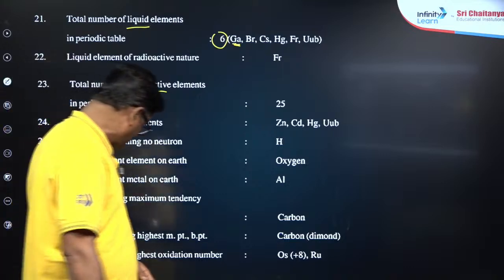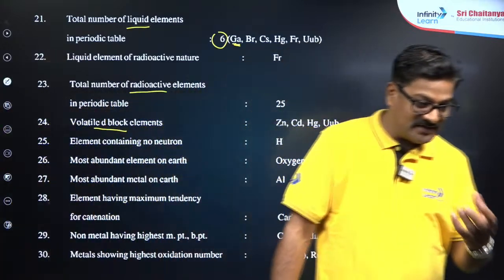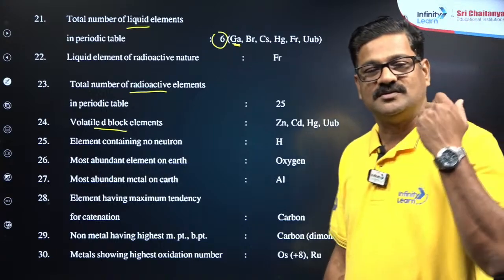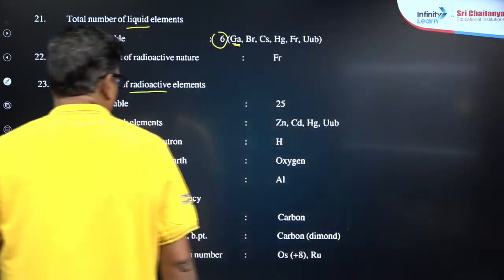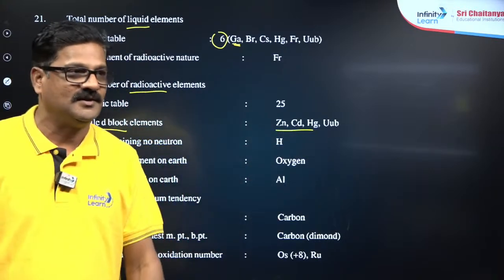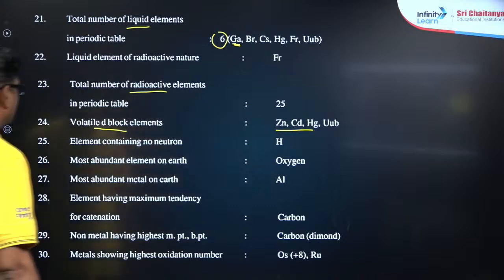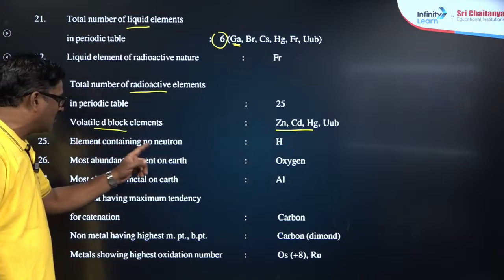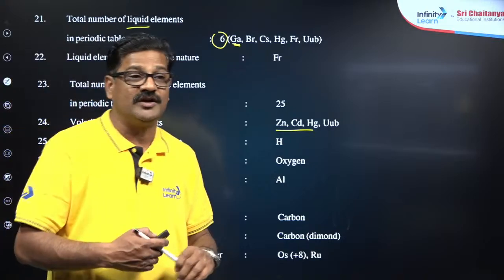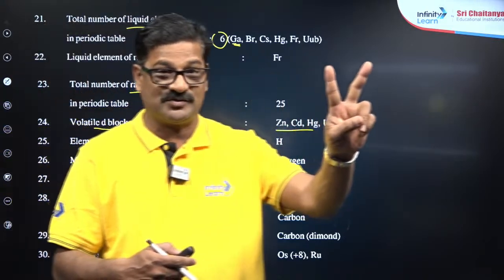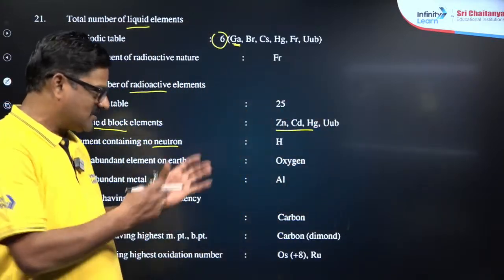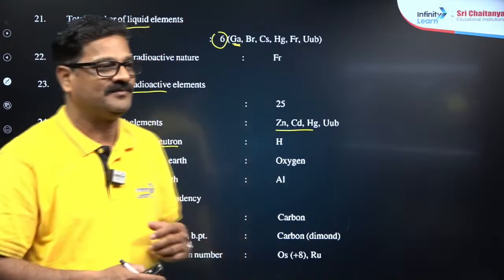What is the meaning of volatile? When the metal is heated, it is going to be sublimated, evaporated. So, zinc, cadmium, mercury and UUB. Zinc, cadmium, mercury are volatile. Okay? And the element containing no neutron: hydrogen has no neutron. Deuterium has 1 neutron. Tritium has 2 neutrons. These are the isotopes of hydrogen. So at least we have to know this much, right?